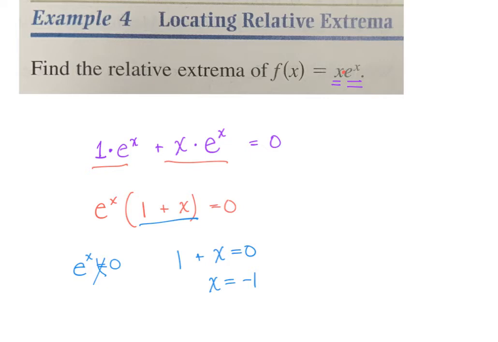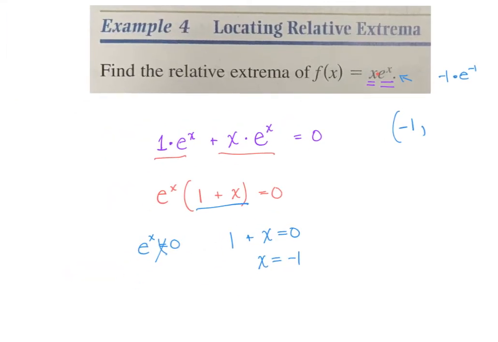So I know I will have a relative extreme at negative 1. Now, if I want my y value here, negative 1, and then whatever my y value is, I just plug it in here. Negative 1 times e to the negative 1, that's negative 1 over e. They just left it as negative e to the negative 1, but that's probably a little more proper. All right, so if they wanted to know what the y value is, you would just plug it back in.